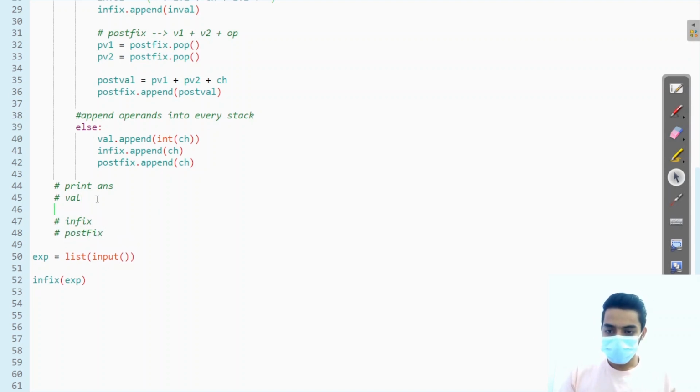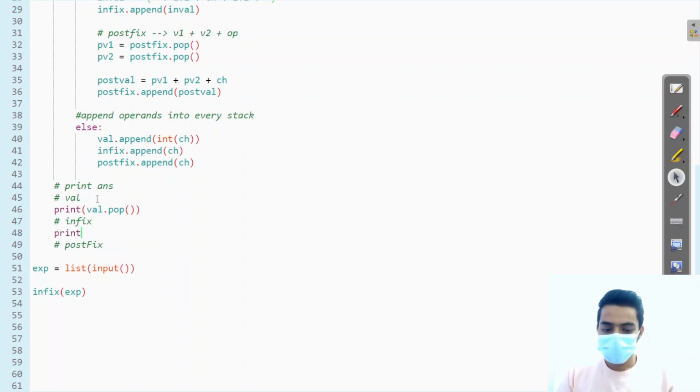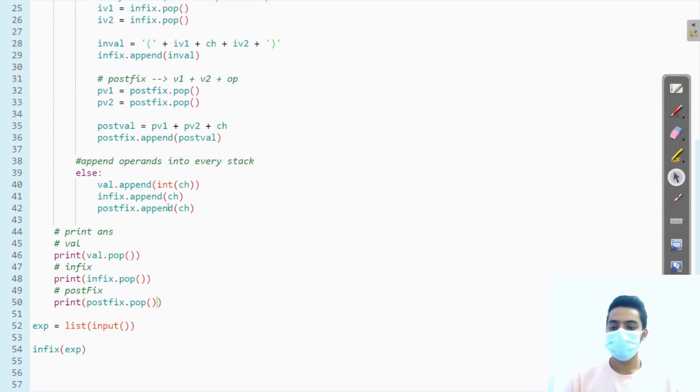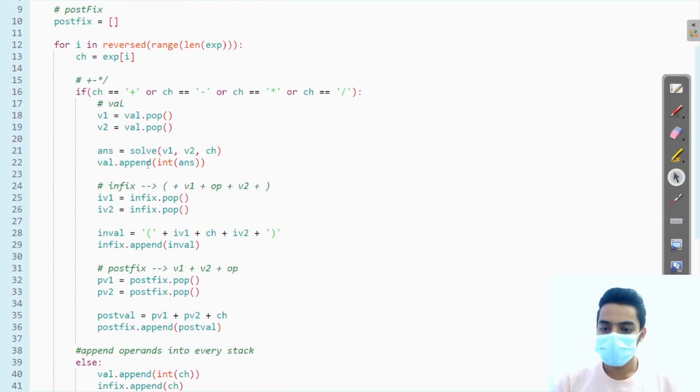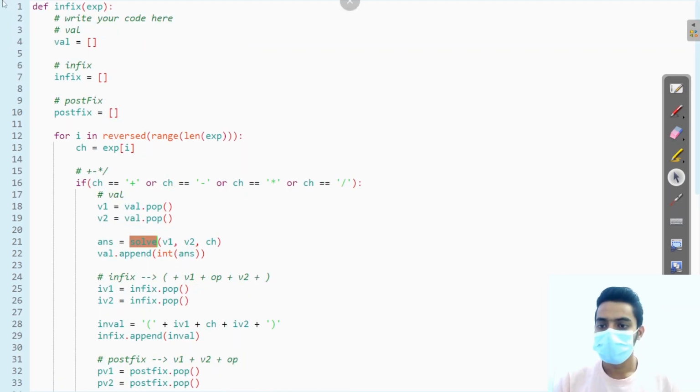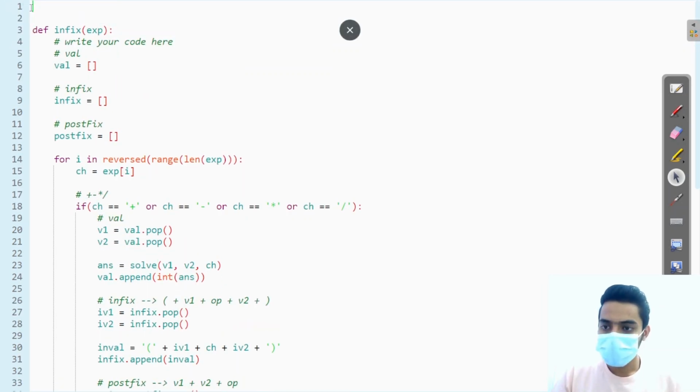Okay, so printing value here, print value that is stored in the value stack, that is value dot pop. Okay, after that, the infix expression is stored in the infix stack, so infix dot pop, and the postfix expression will be stored in the postfix stack, so postfix dot pop. So this will print our answer. We need to make this function first. So the function will be def solve v1 comma v2 comma ch, character.